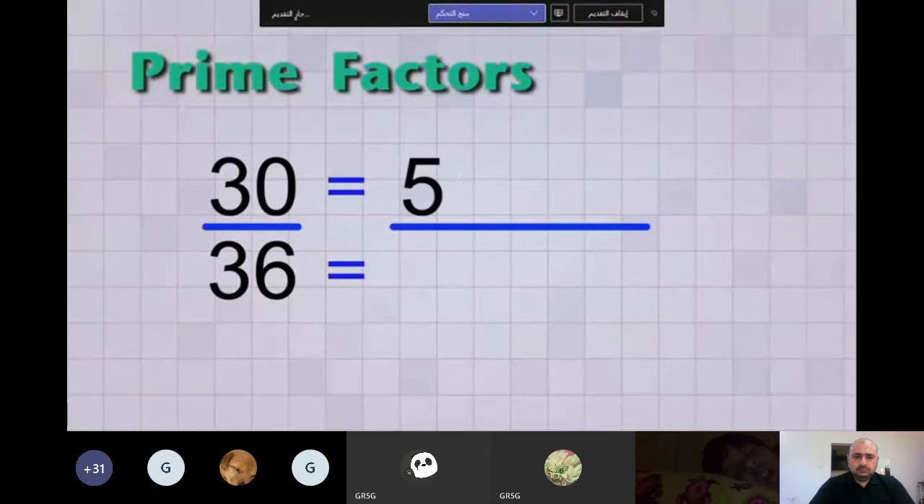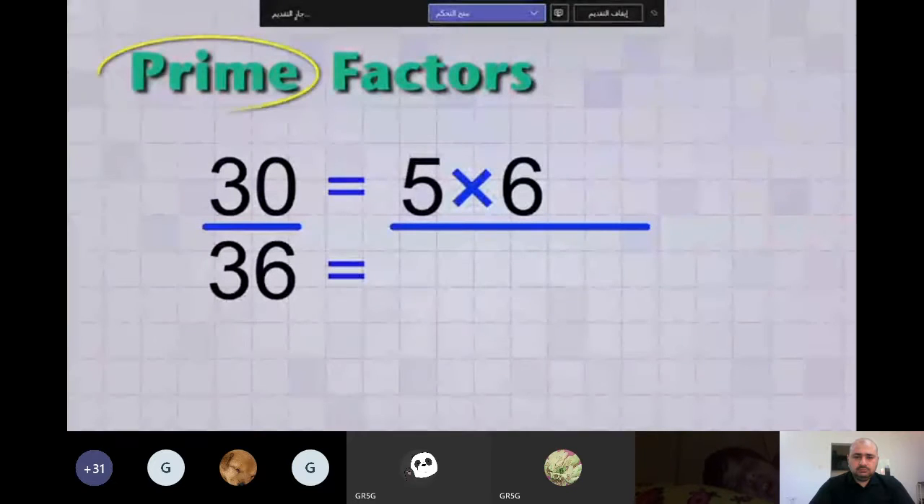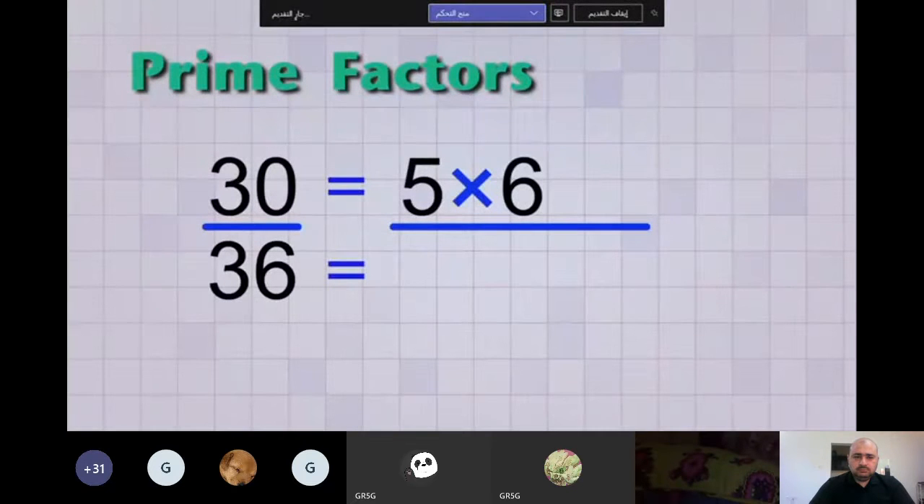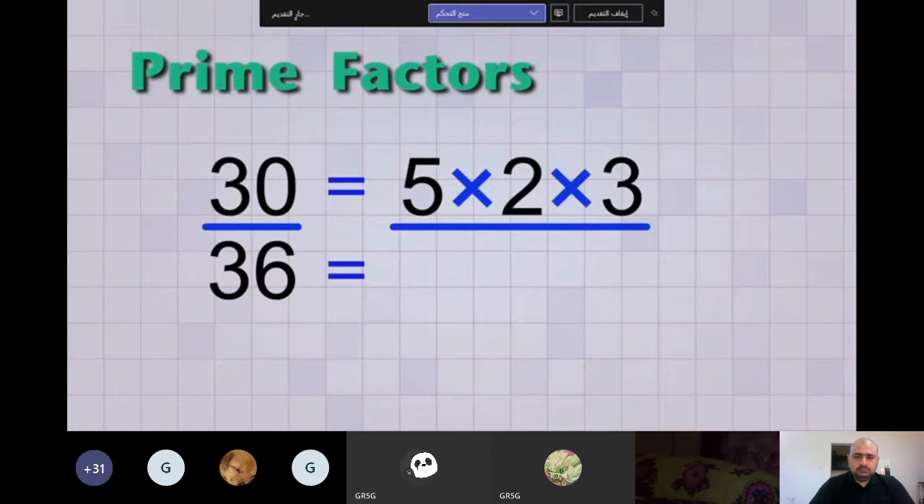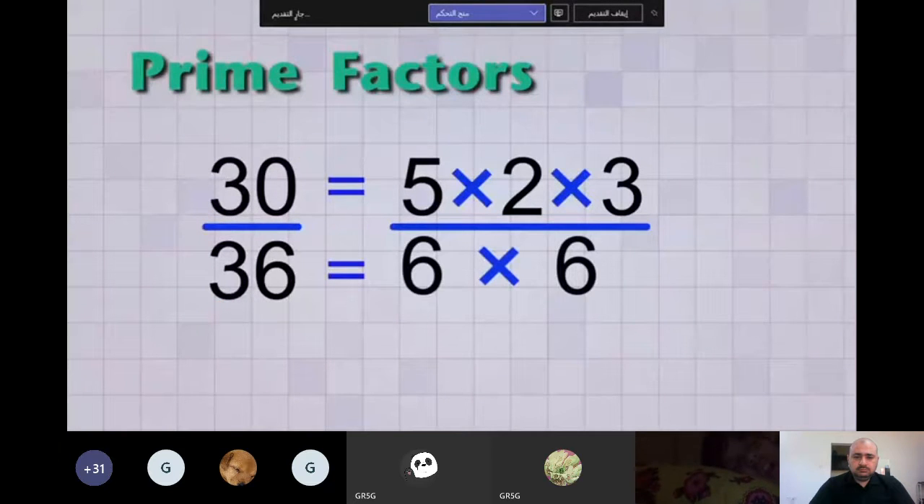30 factors into 5 times 6. 5 is prime, but 6 can be factored into 2 times 3. So our 30 on top becomes 5 times 2 times 3. Now the bottom number. 36 can be factored into 6 times 6.